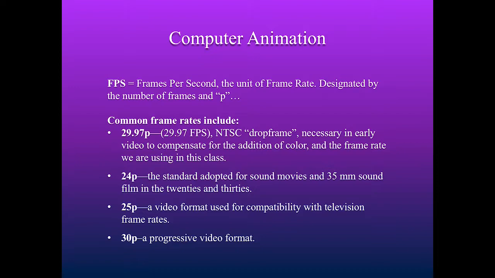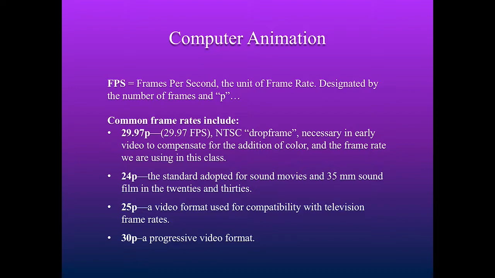NTSC drop frame. This was necessary in early video to compensate for the addition of color. They had to drop off part of a frame, so that's why you only have 0.97. The frame rate that we use in this class is 29.97. Usually it's referred to as 30 frames per second because that's easier to talk about.